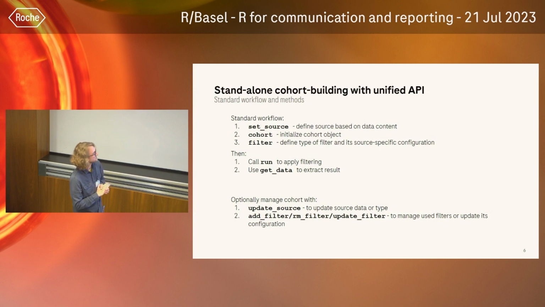Then, if we have the configuration ready, after these three usages of the three functions, no computations are done at all. Only then can we trigger the computation of the data by calling the run function, and then if we want to receive the output, we just call the getData method. Optionally, we can use many other methods like update source, add filter, update filter in order to manage the configuration. We really like this update source function because it allows you to keep the configuration untouched, but actually change quickly the source data that you want to use.